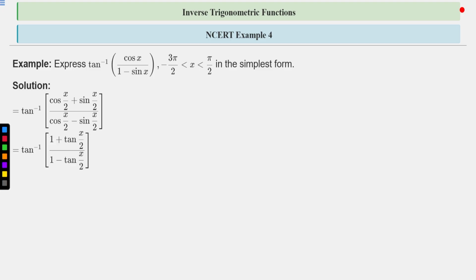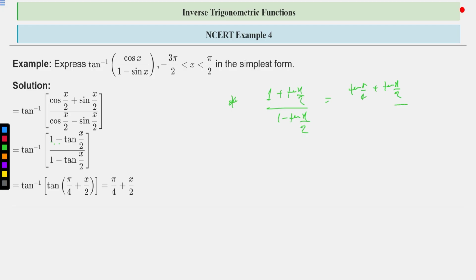right? So we can write tan inverse 1 plus tan x by 2 upon 1 minus tan x by 2, right? Therefore, you can write tan inverse tan of pi by 4 plus x by 2, right? Because see, 1 plus tan x by 2 upon 1 minus tan x by 2. How can you write this as tan of pi by 4 plus x by 2? See, we know that 1 is tan pi by 4, right? So 1 is tan pi by 4, plus tan x by 2, upon 1 minus, and 1 is already multiplied, so you can write 1 as 1 times tan pi by 4 into tan x by 2.